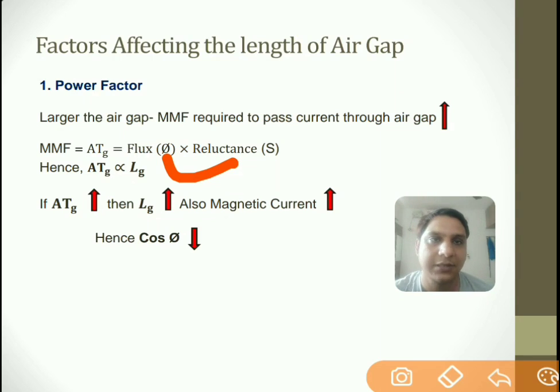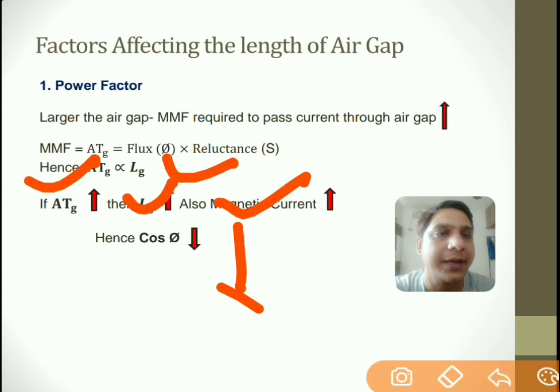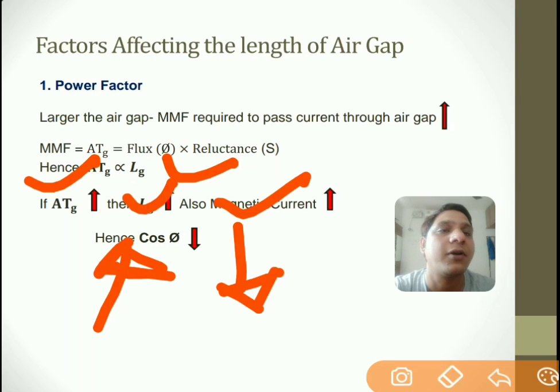Now see what happens. If Lg increases, ampere turns increase. It means that if ampere turns are increased, then the magnetic current will also increase. If the magnetic current increases, cos phi reduces. The power factor cos phi is dependent on the magnetic current. If the magnetic current increases, the power factor decreases. As this magnetic current is the loss current, we could consider that the power factor decreases.